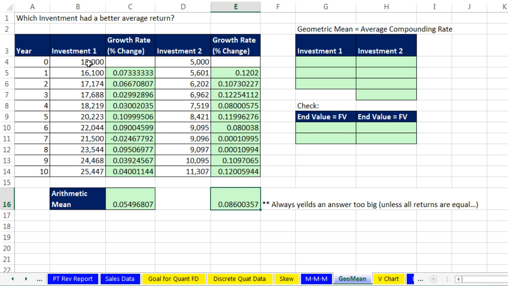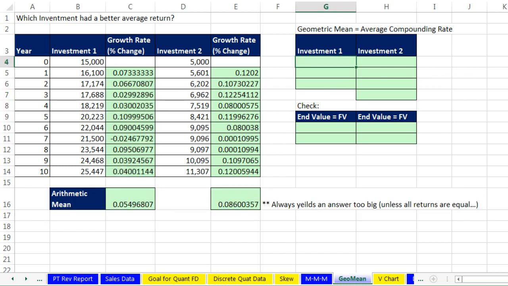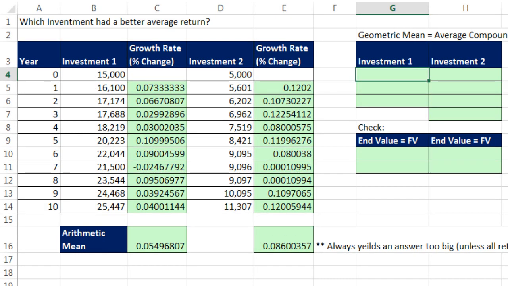Now, I'm going to show you two ways. If you know the begin and the end amount, and you know the total number of periods, then we have two different ways we can calculate the actual geometric mean or average compounding rate. And also, if you only have the percentage changes or growth rates, there's a separate formula we can use for that. Now, our formula, and this is straight from our prerequisite class, Business 210, for calculating this geometric mean.